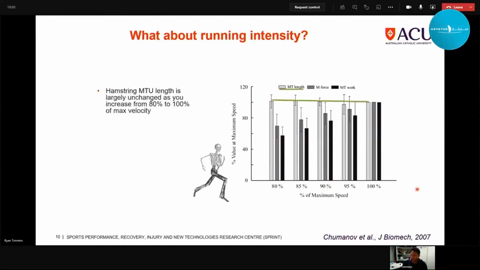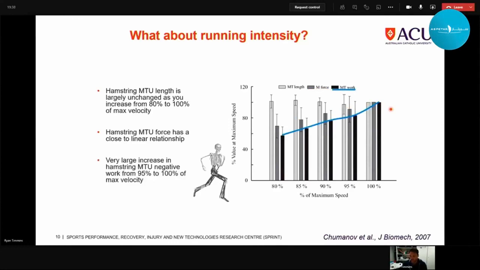So what we're seeing here across the speed spectrum, if we're at 80%, 85, 90, 95, 100%, is that our muscle tendon unit length doesn't really change from 80% onwards. The length of our muscle doesn't really modify with increases in speed. The amount of force produced has a linear relationship as we improve intensity. So the faster we run, the greater the amount of force going through that MTU. And that's pretty linear, as you go from 80 to 85, it's a pretty decent step to 90, 95.